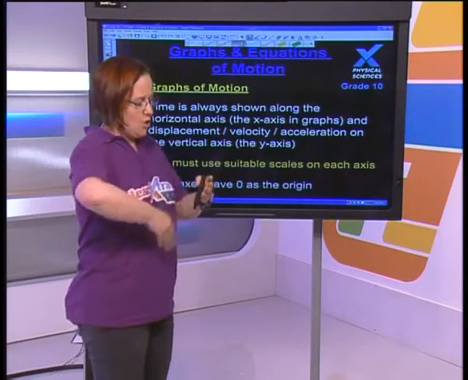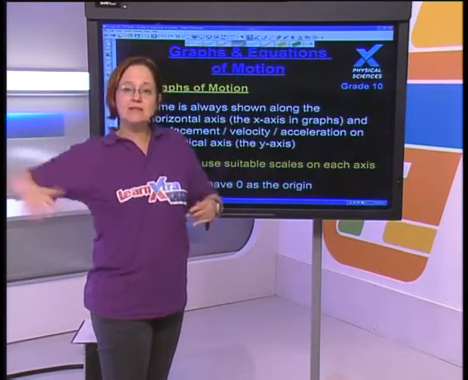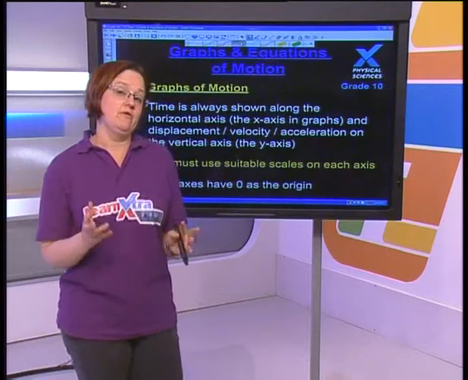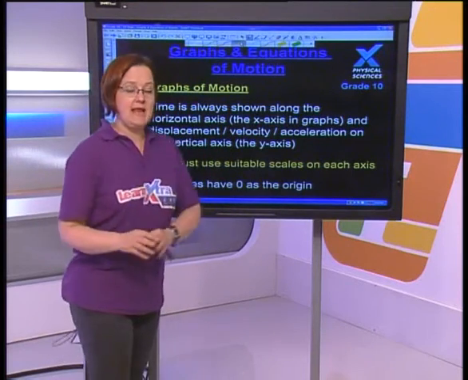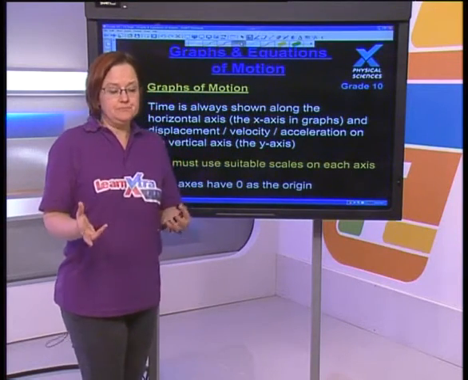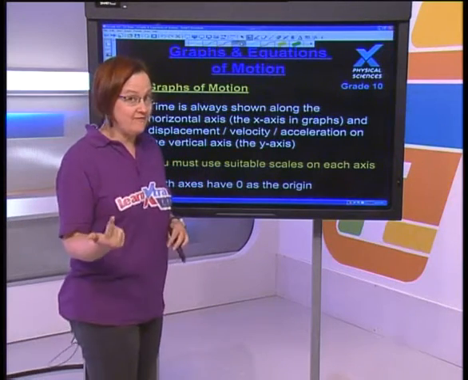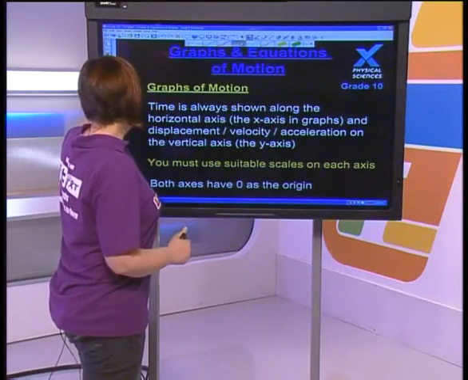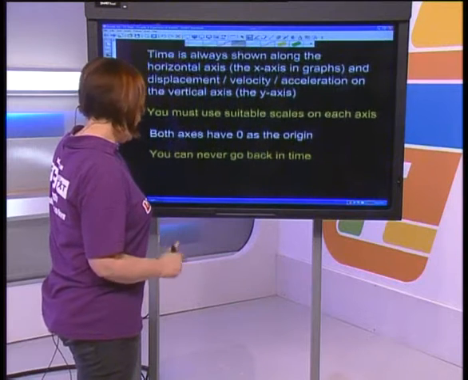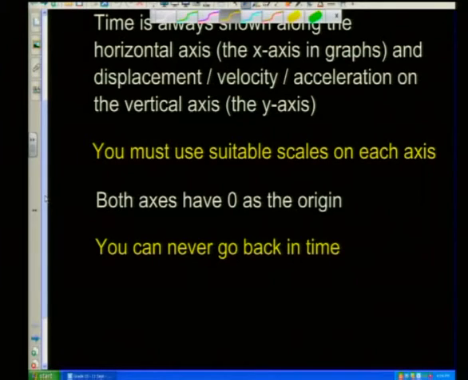That means you're going to have a whole bunch of points that you're going to need to plot. Then the scale becomes very, very important. If you're looking at a sketch graph, the scale's not so important anymore, but you still need to have values, okay? Then, both axes have 0 as the origin.